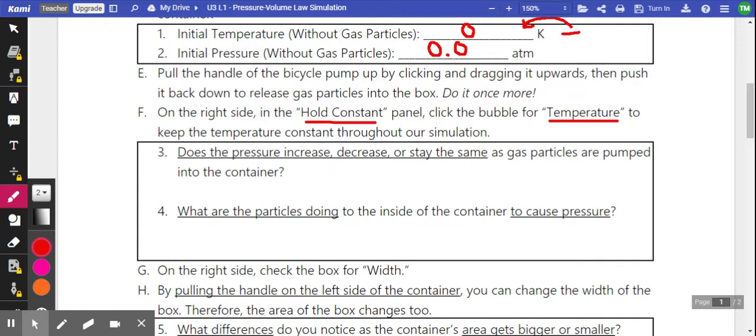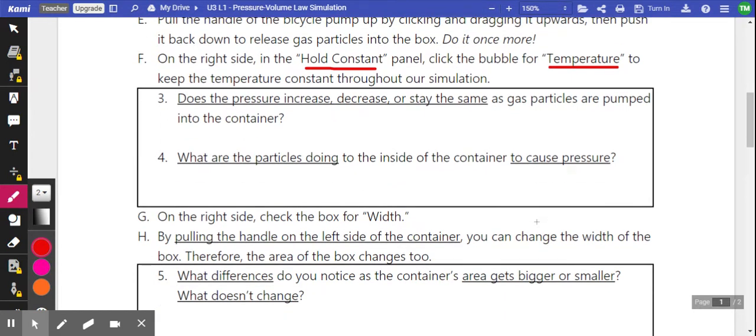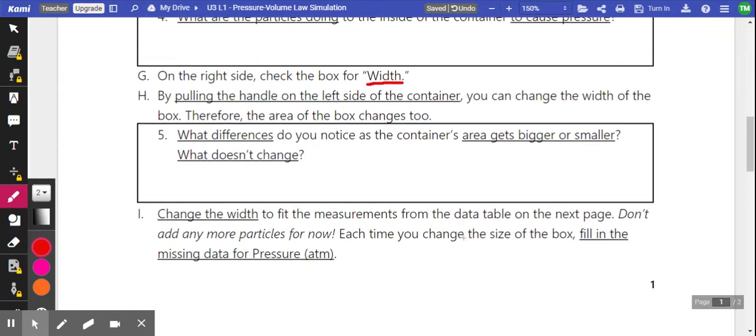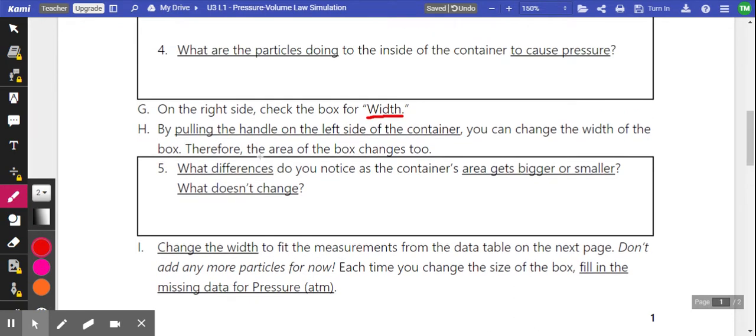Now, finally, if we want to figure out the relationship between pressure and volume, we need to change the size of the box, and we need to know what the size of the box is when we change it. So in our simulation on the right side, we have a little option for seeing the width of the box. We're going to pull the handle to change the width to specific sizes. You've got another question about what you notice that's different as the area of the box gets bigger or smaller, and also what doesn't change. So you can think about that and watch that when you do this in the simulation. What's different and what's not different. So we're going to be changing the width of the box and seeing how the pressure changes with this.